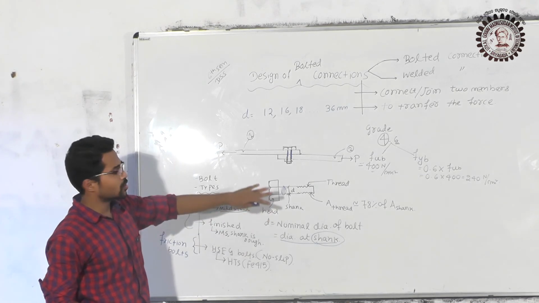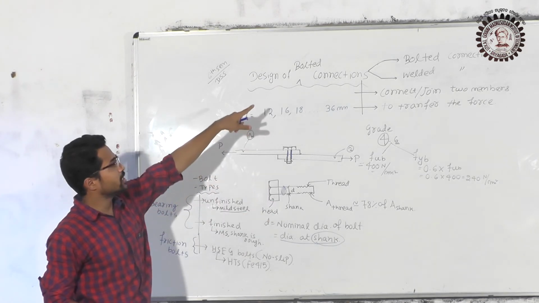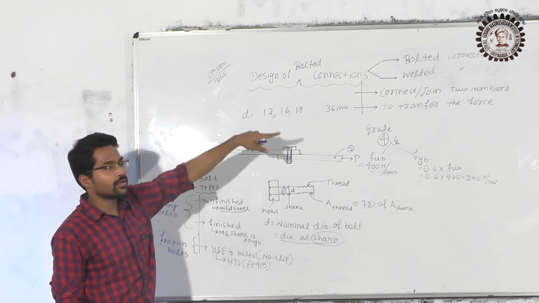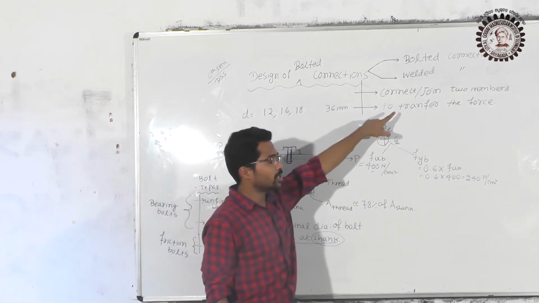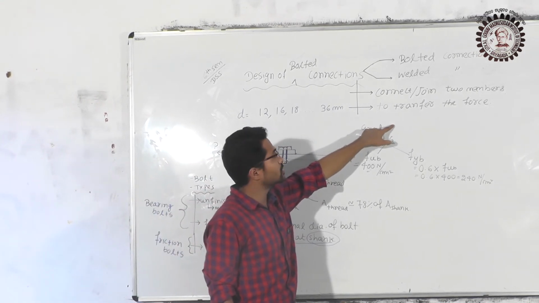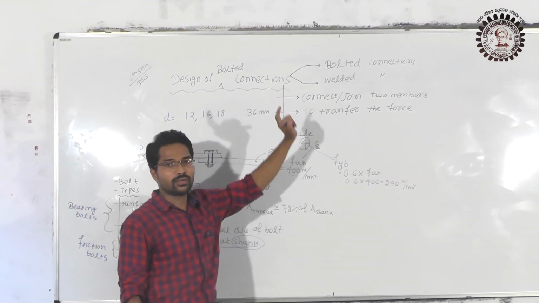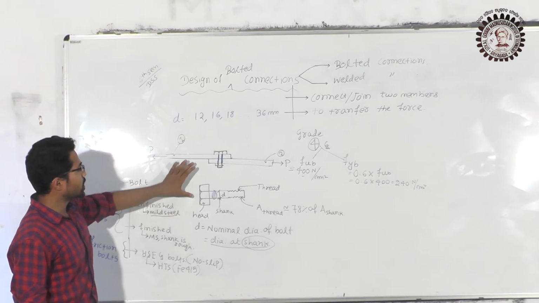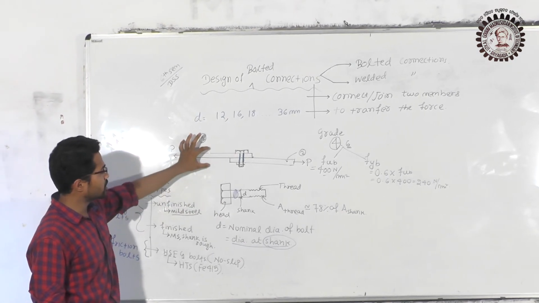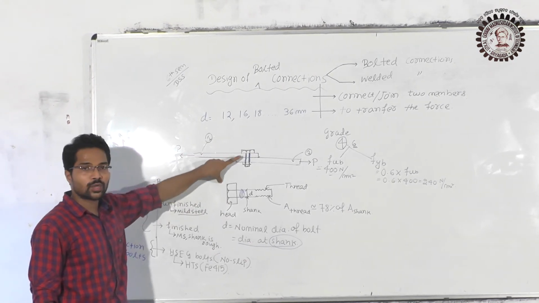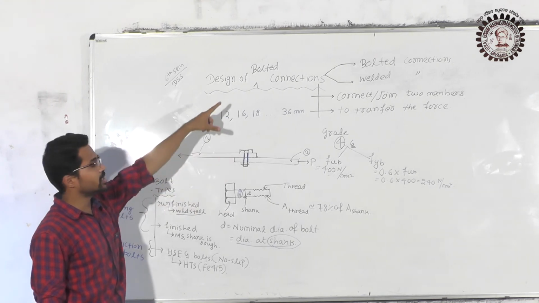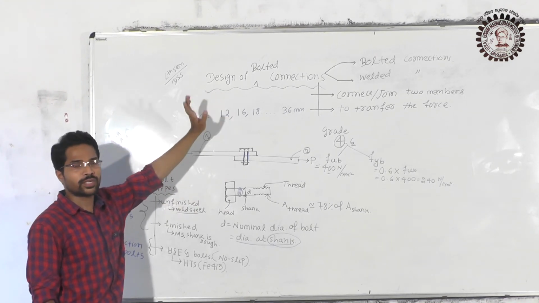So what we have discussed today: design of bolted connection, why we need a connection, to join two members and to transfer the force. Then broadly there are two connections, bolted connection and welded connection. Then we saw this figure. To join two plates, 1 and 2, we need a bolt. So in today's class we discussed some points regarding bolted connection.